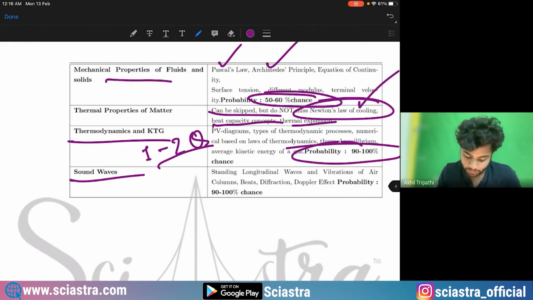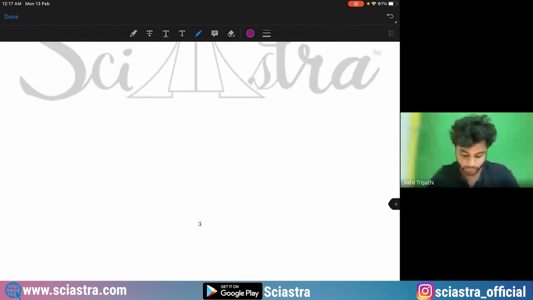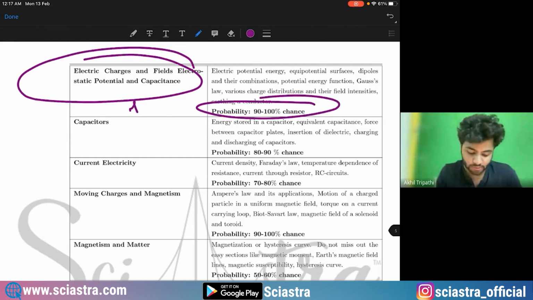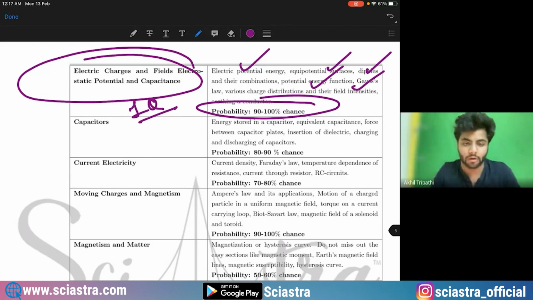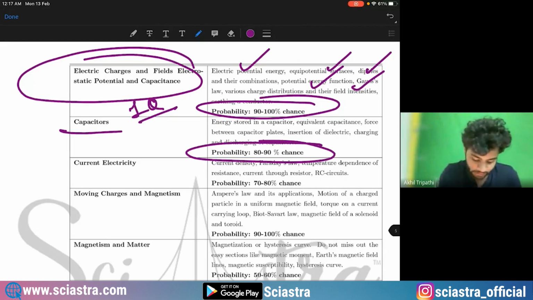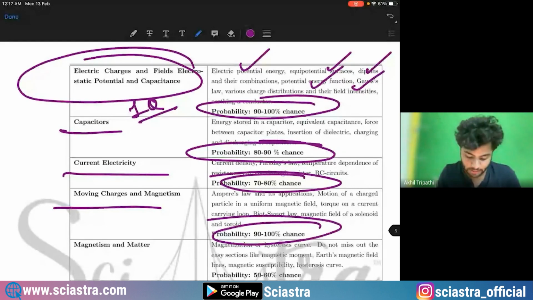Sound waves, 90 to 100% chance, obviously you don't want to miss them, especially standing waves and vibrations of air columns. Coming to electrostatics, 90 to 100% chance, one question guaranteed from either electric potential, equipotential surface, dipoles, potential energy functions, and Gauss's law on various charge distributions. Capacitors, 80 to 90% chance. Current electricity, 70 to 80% chance. Moving charge and magnetism, one question guaranteed from here at least, 1 to 2 questions, okay?